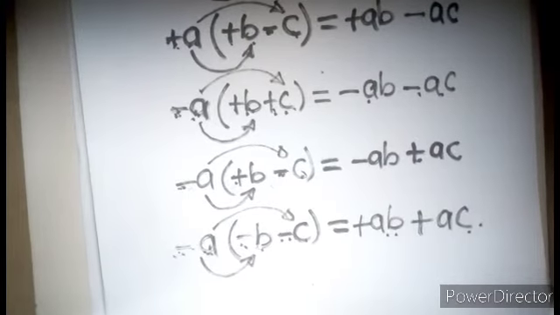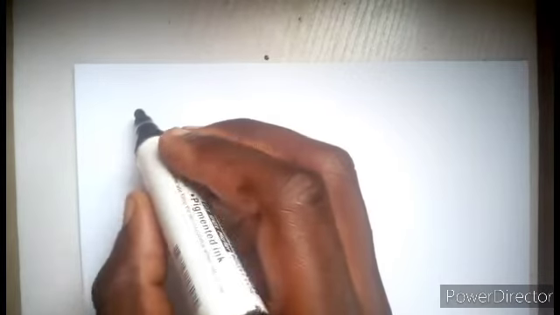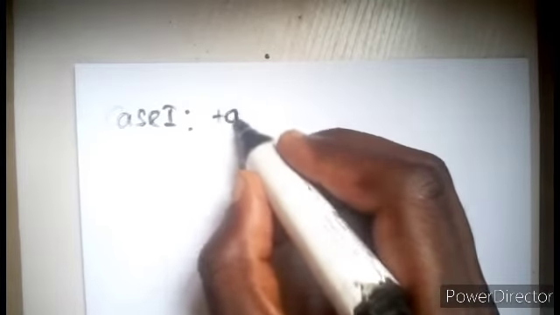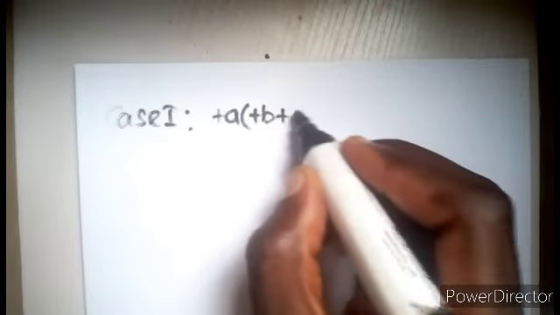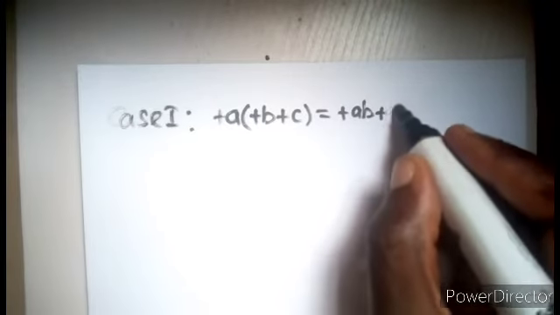Okay, very important. So in the process of opening the bracket, when you're multiplying an expression by a negative number, the negative number affects the signs in the bracket. Okay, very, very important. So we are going to look at case 1 now. That is when we have positive a into positive b plus c, which we saw is positive ab, positive ac.